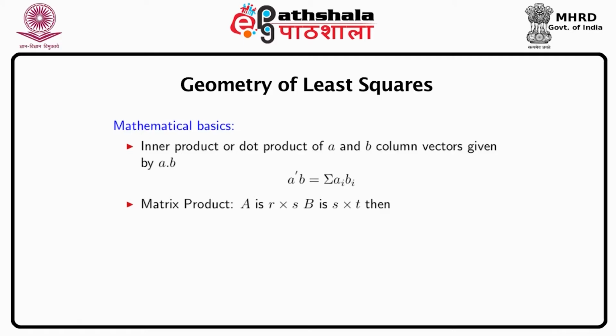First, the basics that we talk about are the inner or the dot product of vectors. If A and B are column vectors, then the dot product can be written as the summation of AI times BI, where AI and BI are the ith component of the vector. In case A and B are orthogonal, then the dot product of the two vectors is going to be 0. In case of matrices, if A and B are two matrices such that A has an order R times S and B has an order S times T, R being the number of rows and S being the number of columns for A, and S as the number of rows and T as the number of columns for B, then A times B would be a matrix of the order R by T.